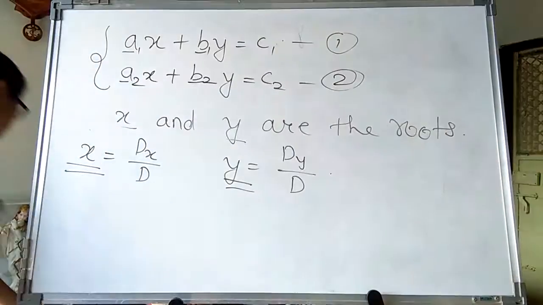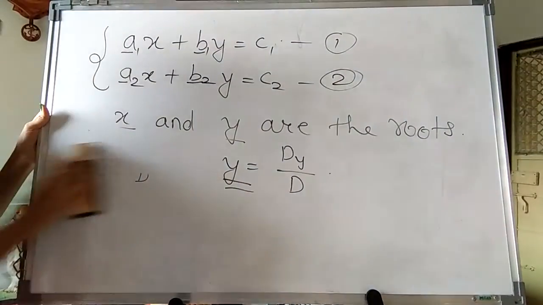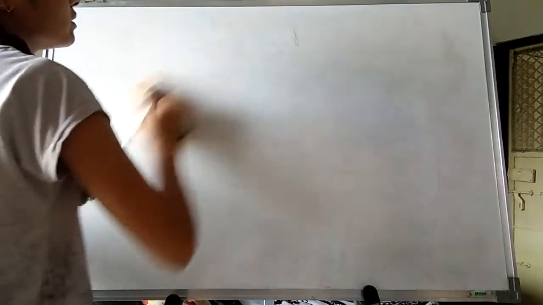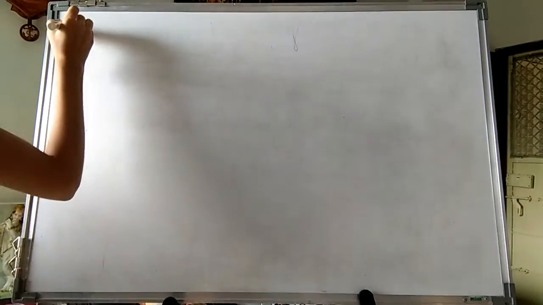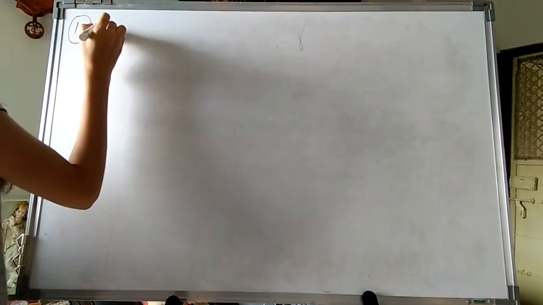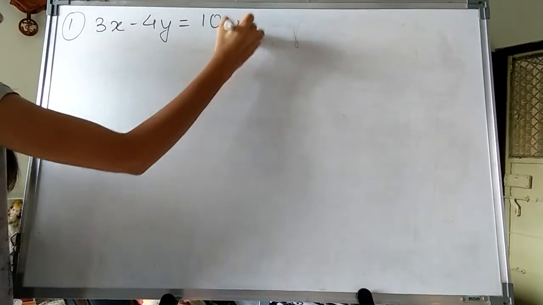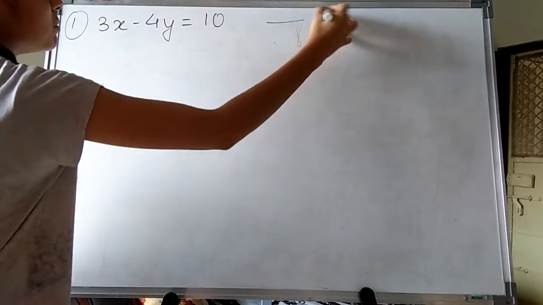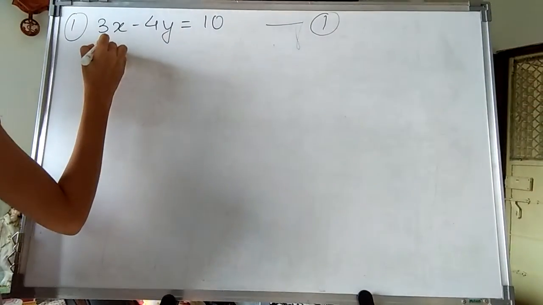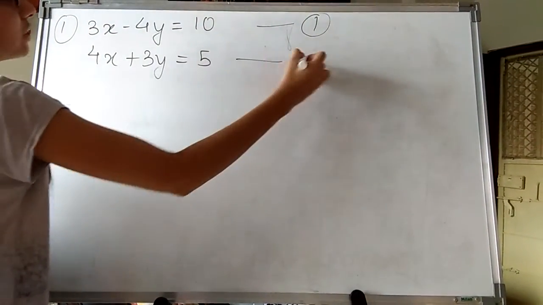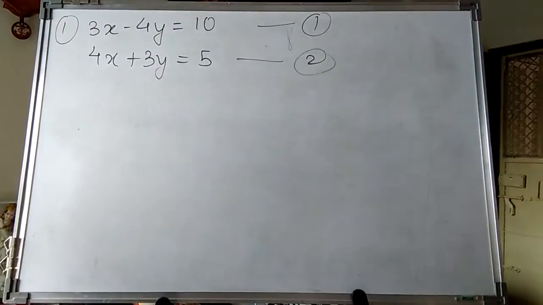Now let us go for an example so that you will understand it more properly. This was the general explanation. I'm not going for a solved example. I'm directly starting from practice set 1.3, question number 3. First question, 3x minus 4y is equal to 10. This will be your first equation. I'm naming it immediately. 4x plus 3y is equal to 5. This is your second equation.